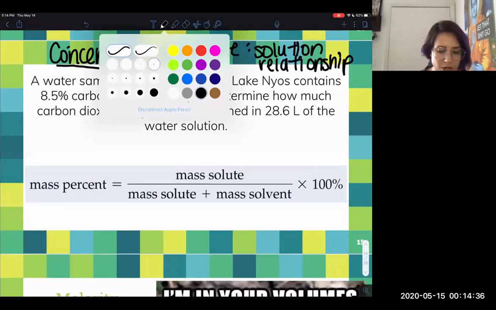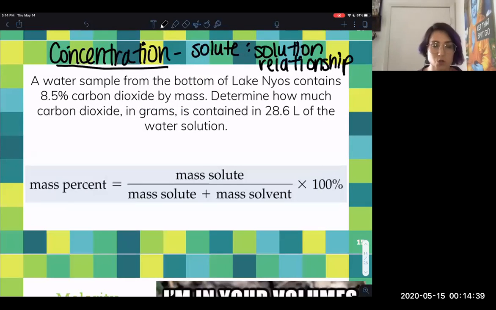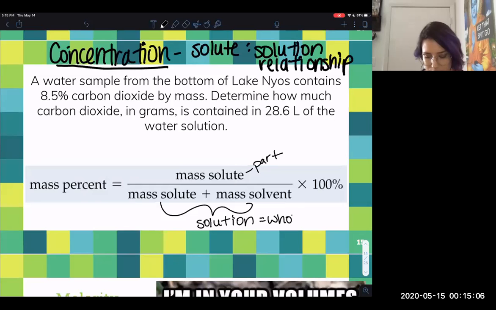And one way in which I can talk about concentration is through mass percent. It's the same mass percent that we were using to talk about oxygen and potassium chlorate for your mass percent lab. It's the same idea. It's part over the whole in mass. The part is the solute, and the whole is the solution. And the solution is the solute plus the solvent. So with mass percent, part over whole, it's just that now it's going to be solute versus solution.